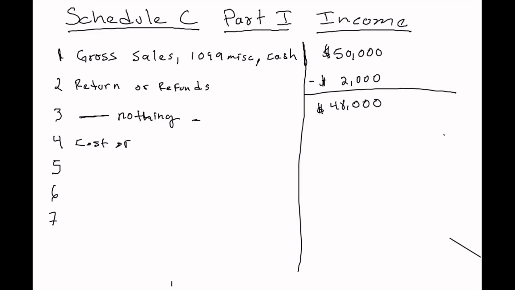Let's go to line 4. As you can see on line 4, we talked about cost of goods sold.